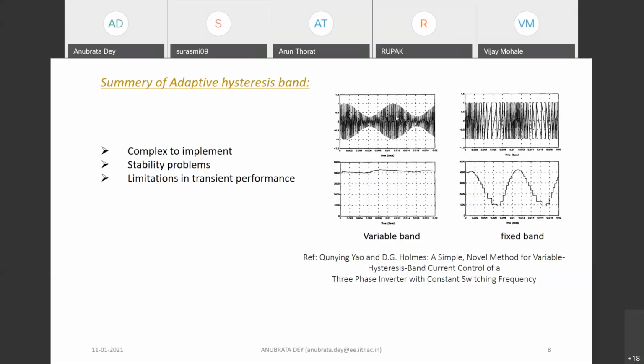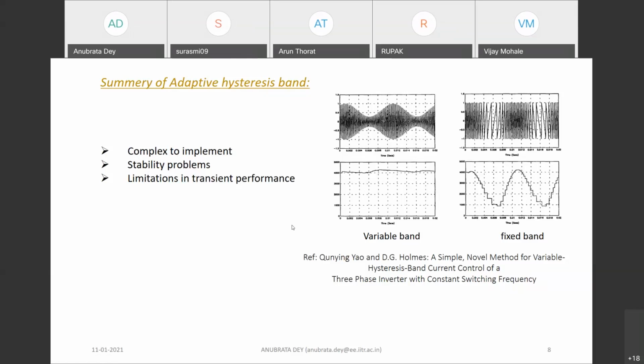So in the first case they are using the variable band. In the second, on the right hand side, if you maintain the band constant, although your current errors are maintained within a specific bound, your frequency is changing dynamically over a fundamental cycle. This kind of observation is shown by this reference. But on top of all this, it has many problems, as listed in these 3 points.